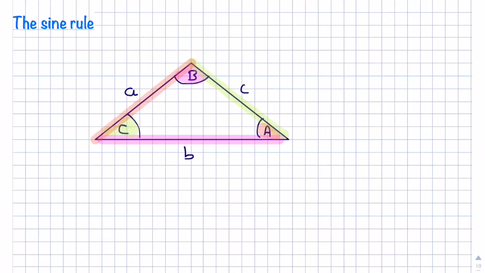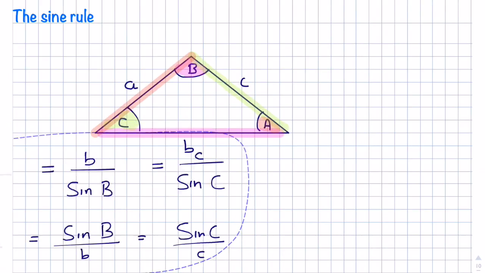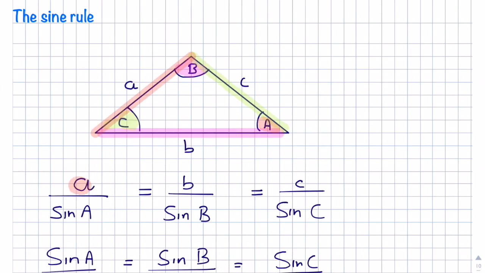Remember the sides are... So the relationship between these is known as the sine rule, and this is what the sine rule says. Let me just paste in the sine rule. The sine rule says that side A divided by the sine of the angle A will give us the exact same answer as B divided by the sine of the angle B, or the exact same as C divided by the sine of the angle C.